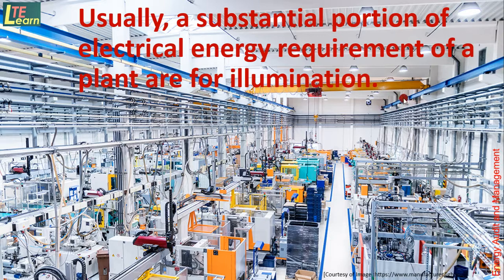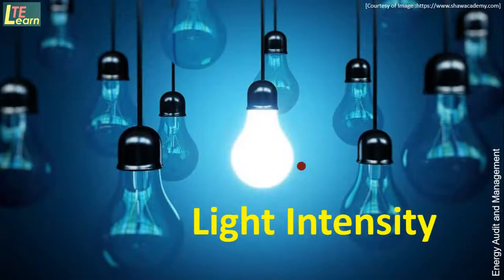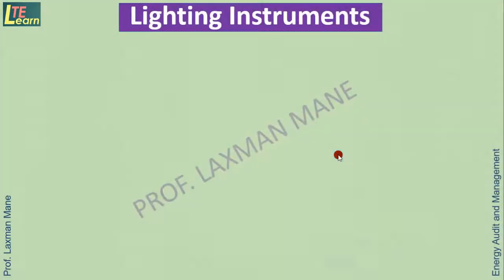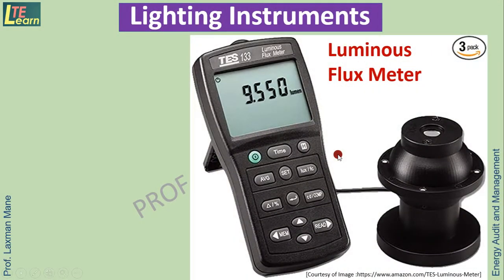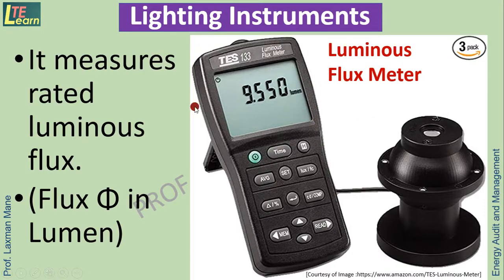Usually a substantial portion of the electrical energy requirement of a plant is for illumination. So for that purpose lighting is required, and lighting instruments are used to find light intensity. One lighting instrument is the luminous flux meter. It measures rated luminous flux, which is given in lumen.